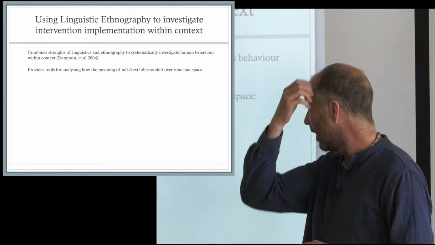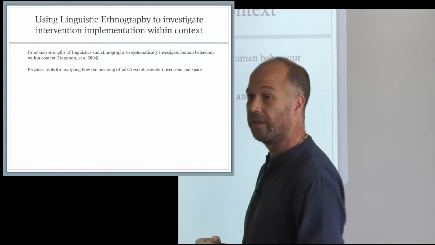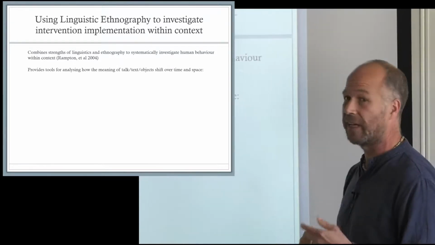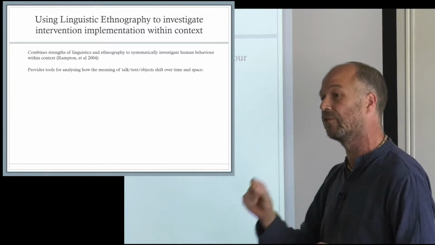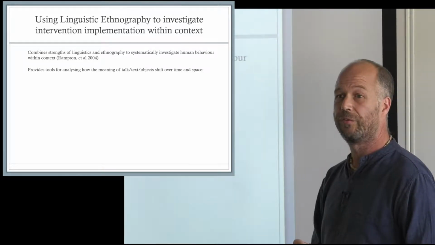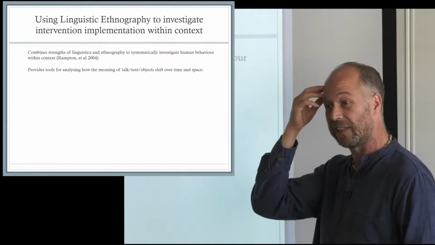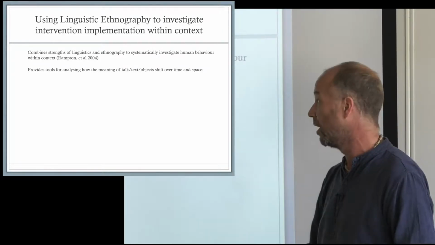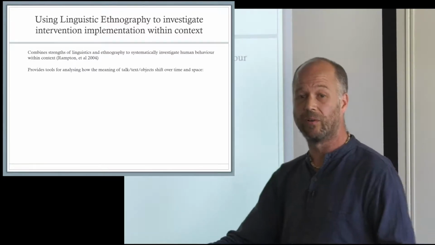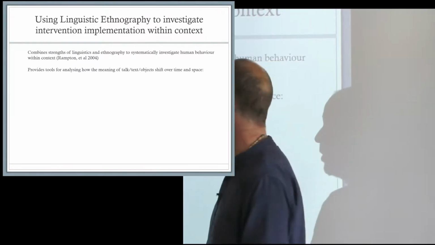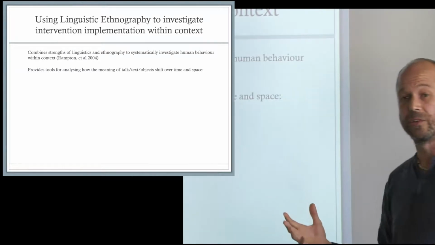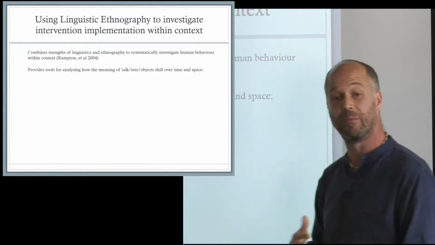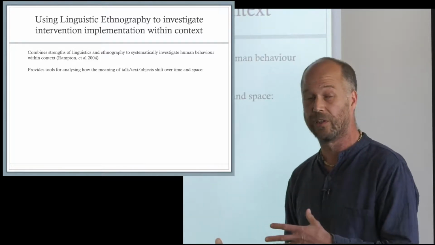And Ben Rampton develops linguistic ethnography alongside a bunch of other people. And it really was about understanding human behaviour in context. And a central premise of linguistic ethnography is to take context seriously, not to assume what context is, but to investigate it and show what the empirical data for context is. And it provides tools, in particular, for how meaning, talk, text, objects shift over time and place, which is what I'm trying to do, really.